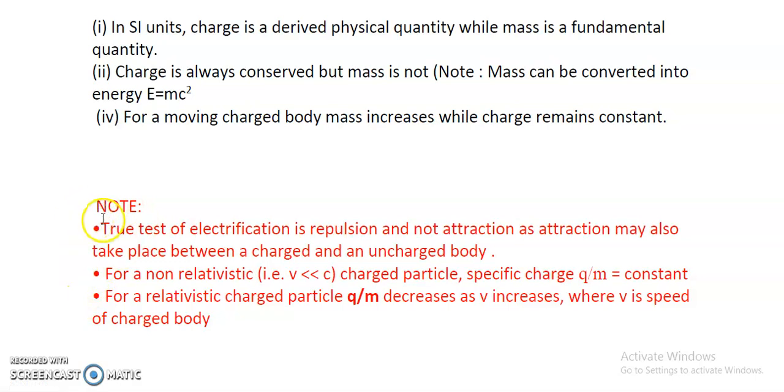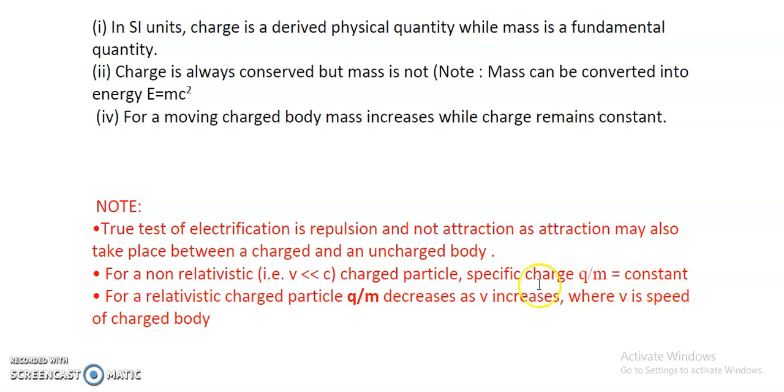This first point I will explain later after explaining these two. For a non-relativistic case, meaning the condition in which the special theory of relativity is not followed, the velocity of the charged particle is not comparable with the speed of light. C is the speed of light. The value of q/m is equal to a constant. It means the mass of the body does not change, whether the charged body is at rest or in motion. Charge is always the same, so q/m will remain constant.